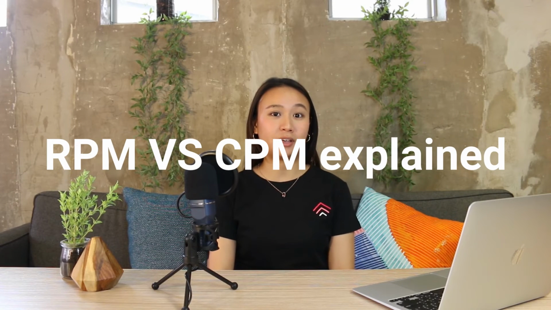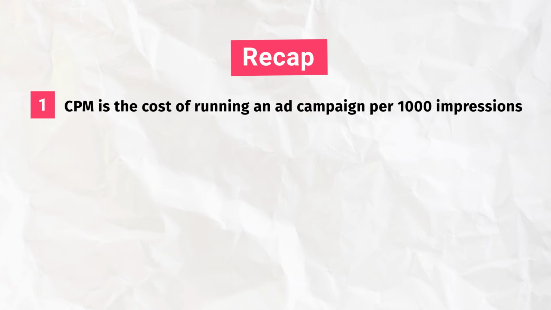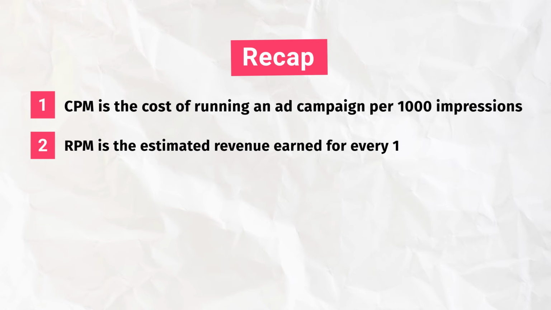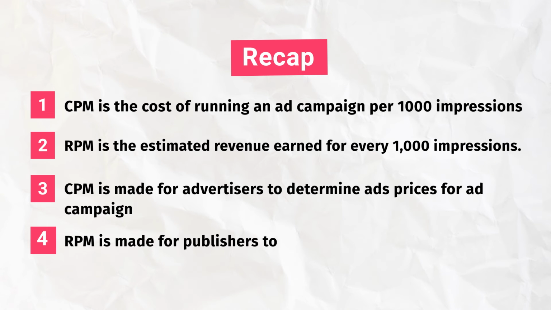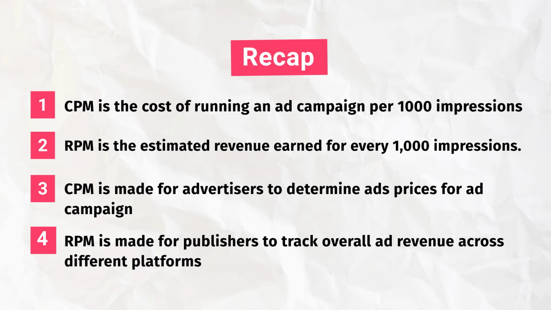RPM versus CPM explained. To recap, CPM is the cost of running an ad campaign per 1,000 impressions, while RPM is the revenue generated for every 1,000 impressions it receives. Some of the key differences are listed here, but some key highlights include: if CPM is made for advertisers to determine ad prices for ad campaigns, RPM is made for publishers to track overall ad revenue across a website or an app.